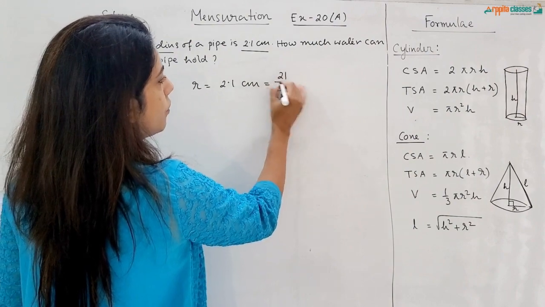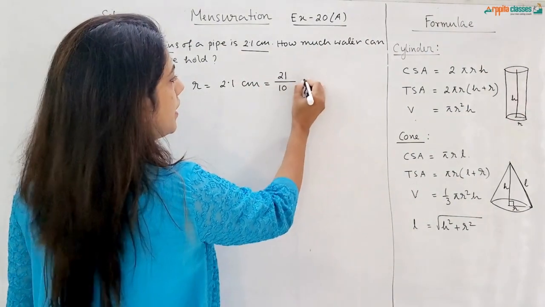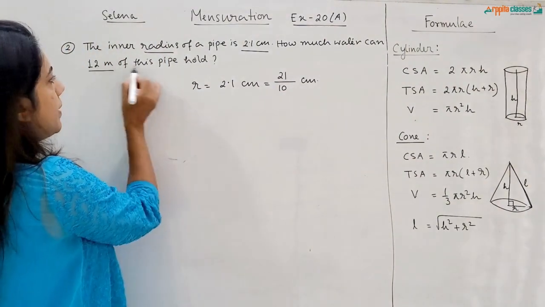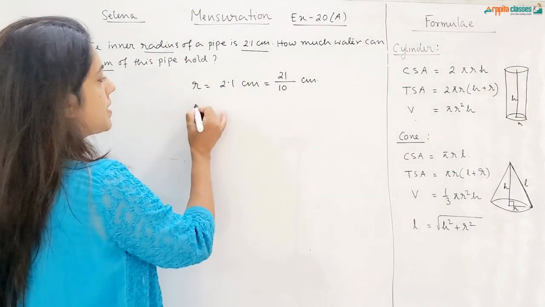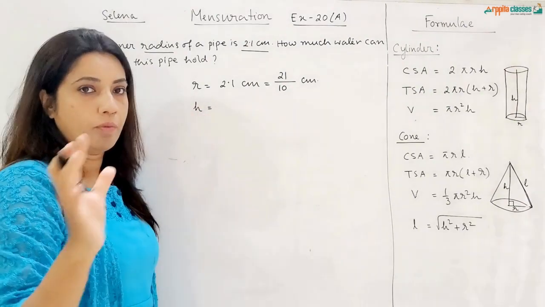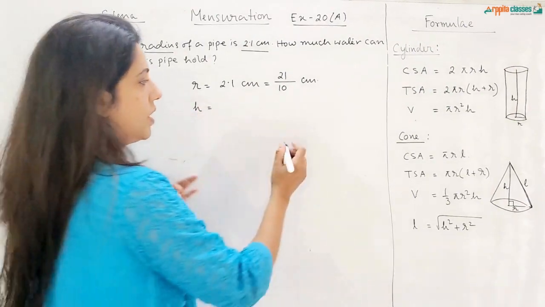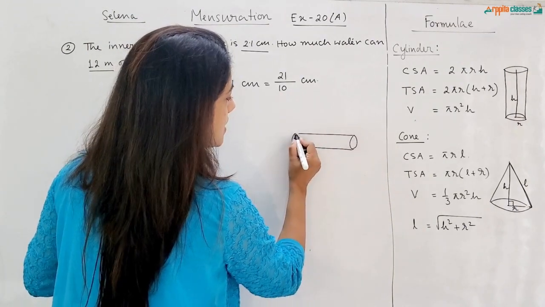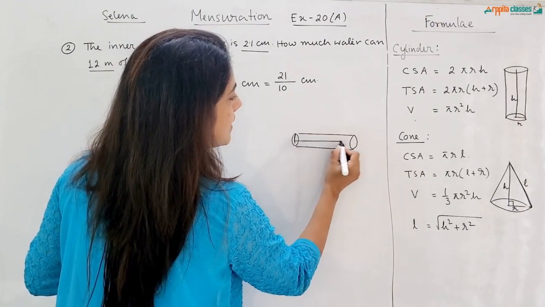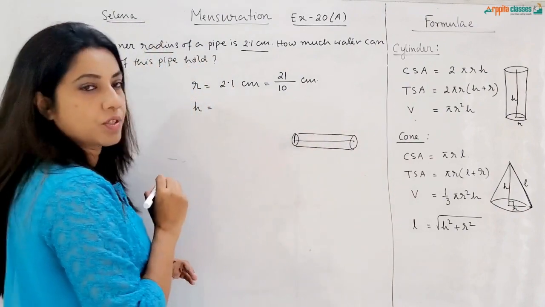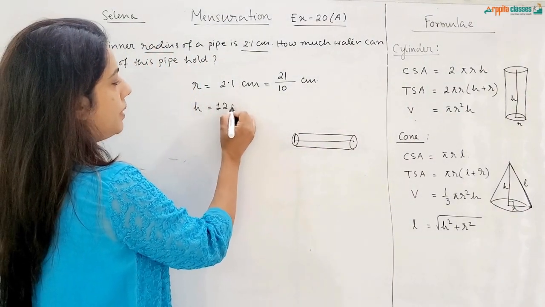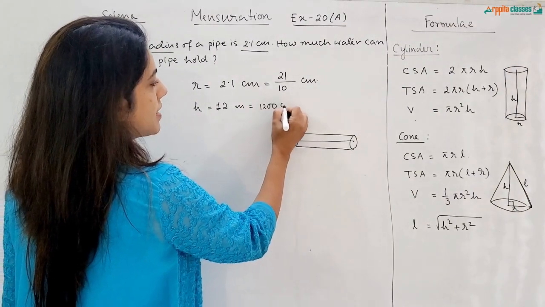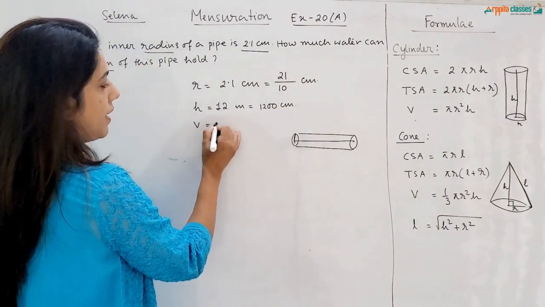I'll convert it into fraction, 21 upon 10 centimeter. I'll keep it like this only. How much water can 12 meter of this pipe hold? So this 12 meter is the length of the pipe, which can be denoted as height. So now you can consider the pipe as like this. This radius is given to you, and this is the length which can be taken as h. h is equal to 12 meter, so that is equal to 1200 centimeter. We need to find out the volume.